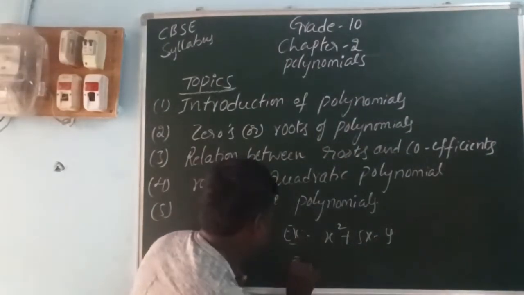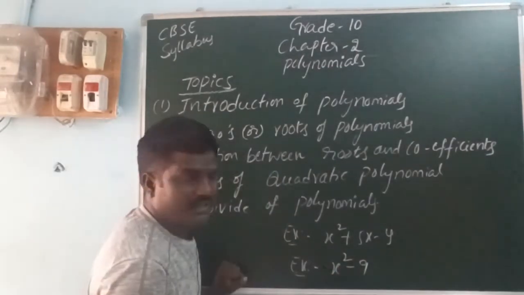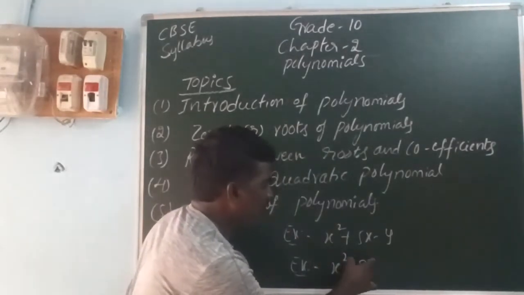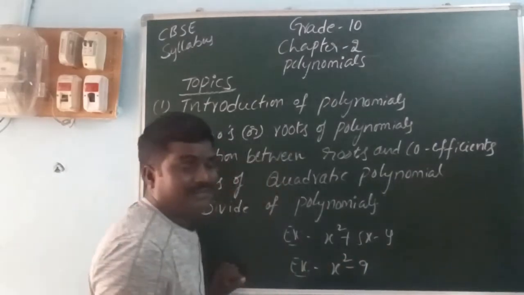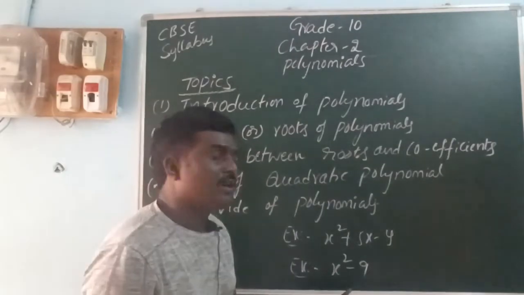We take another example. Here x square minus 9. What is the degree here? 2. What is the degree here? 0. The degree of a constant term is 0. Okay, so this is called a polynomial.